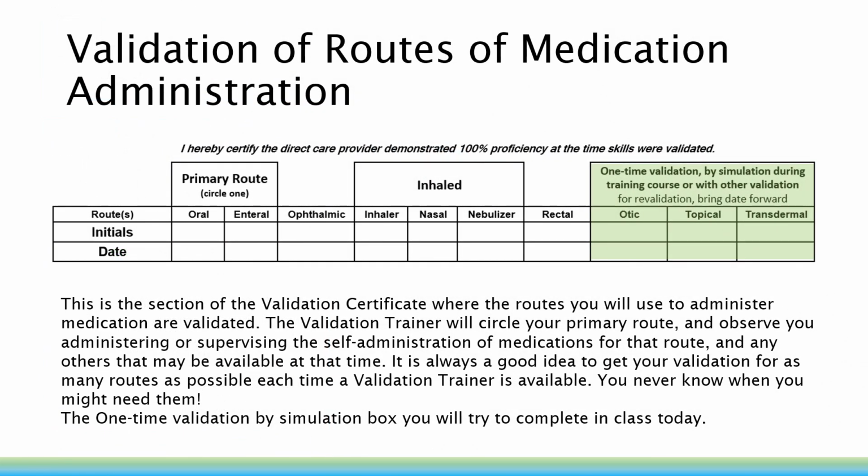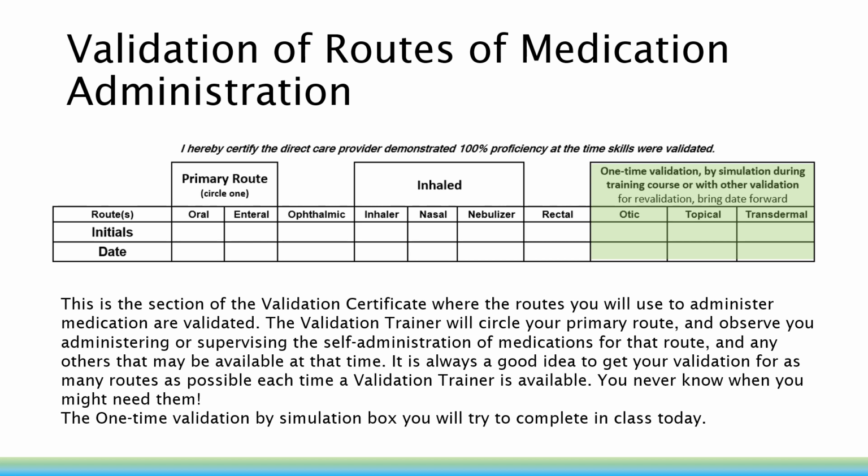Validation of routes of medicine administration. There would be a certificate with initials and date for the primary route and the other routes. You would be circling the one that is your primary route, which most likely will be oral. This is the section of the validation certificate where the routes you will use to administer medicines are validated.